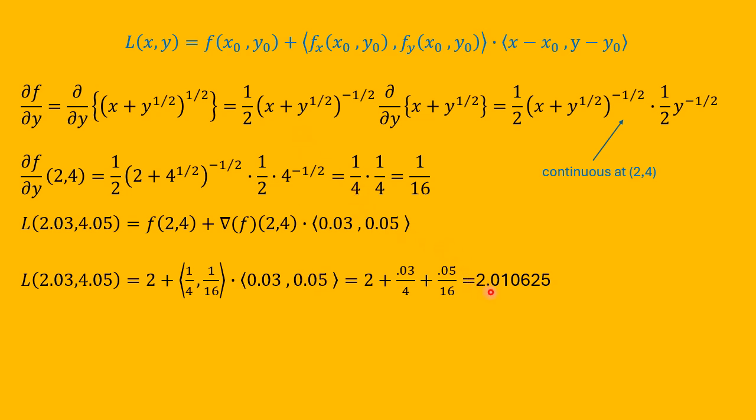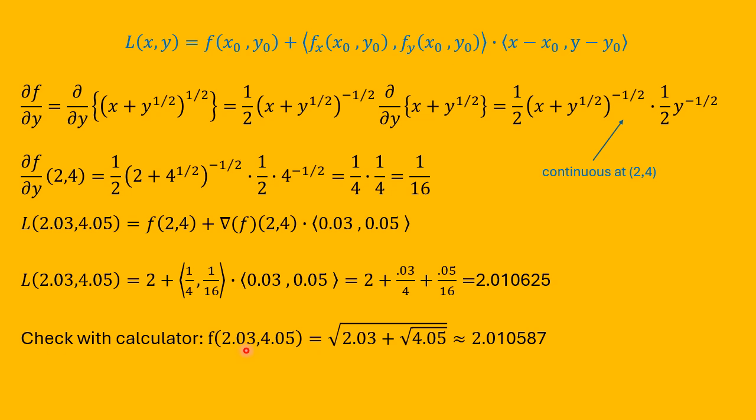And so what we get is 2.010625. If we check with the calculator the value of this function, the square root of 2.03 plus the square root of 4.05, you get 2.10587, which is pretty close to what we have right here. So we have a pretty good match in the approximation and a more exact calculation with the calculator. In a way, this is an approximation too, because our calculator only holds a certain number of significant digits.